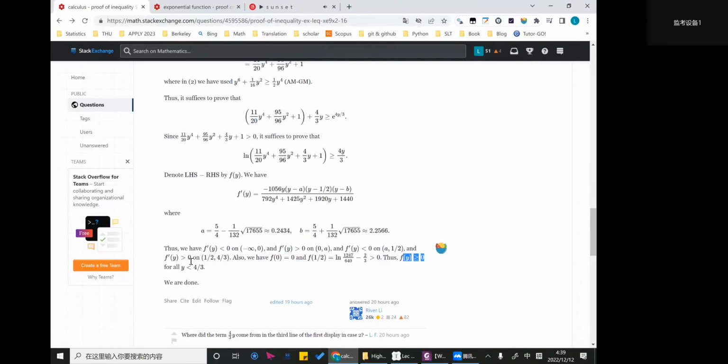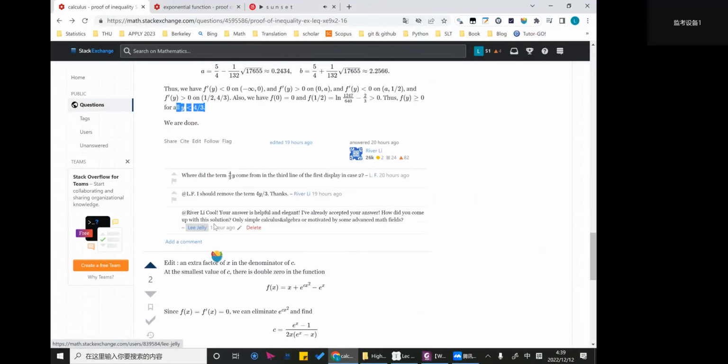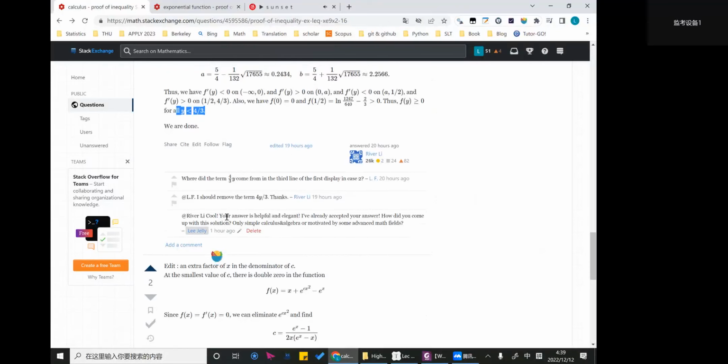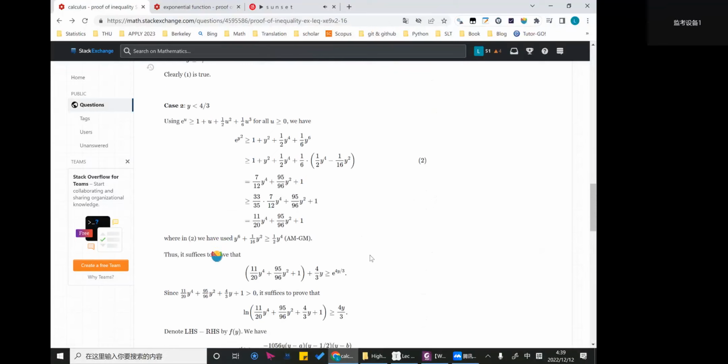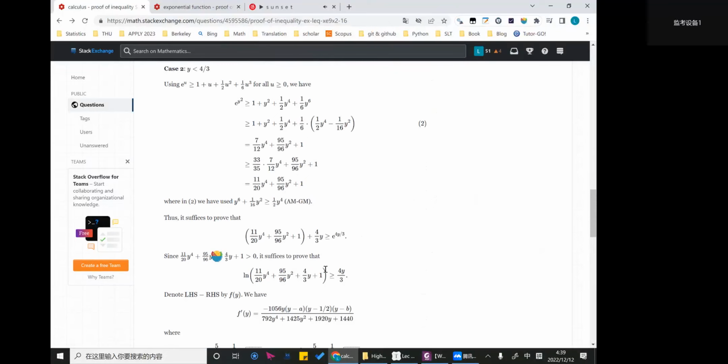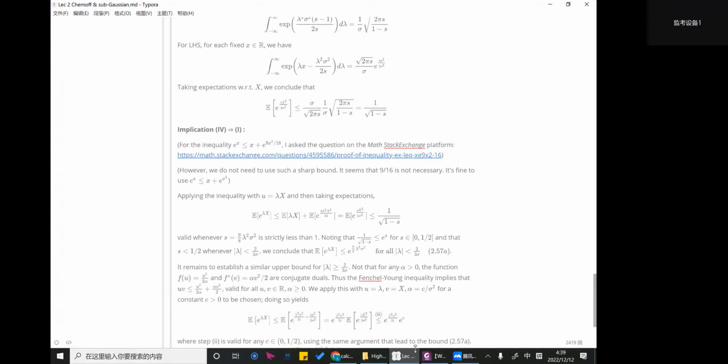But I also have another question here. So how did this author River Lee come up with the solution? I don't know how he figured out this solution, but this solution is somewhat artful and arbitrary. It's somewhat ad hoc. So anyway, if you do not know this inequality, it's fine because you can use this somewhat not sharp one.